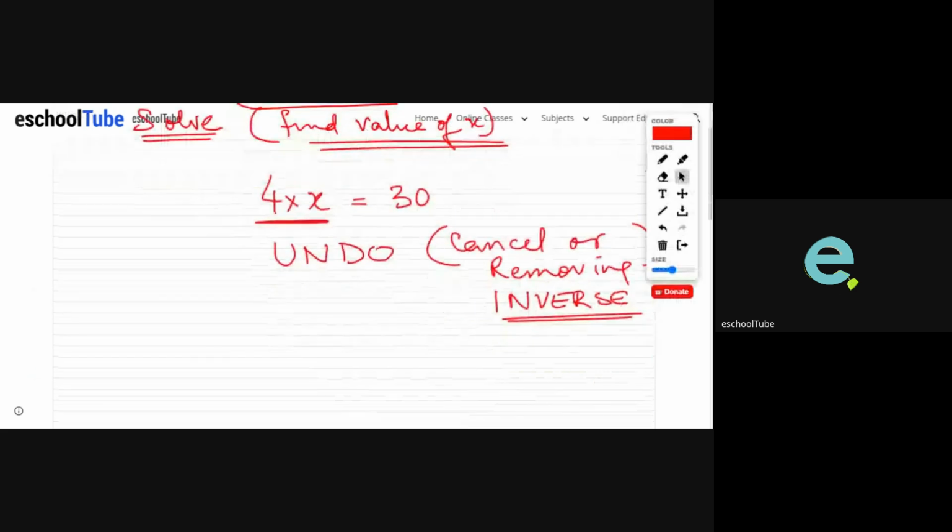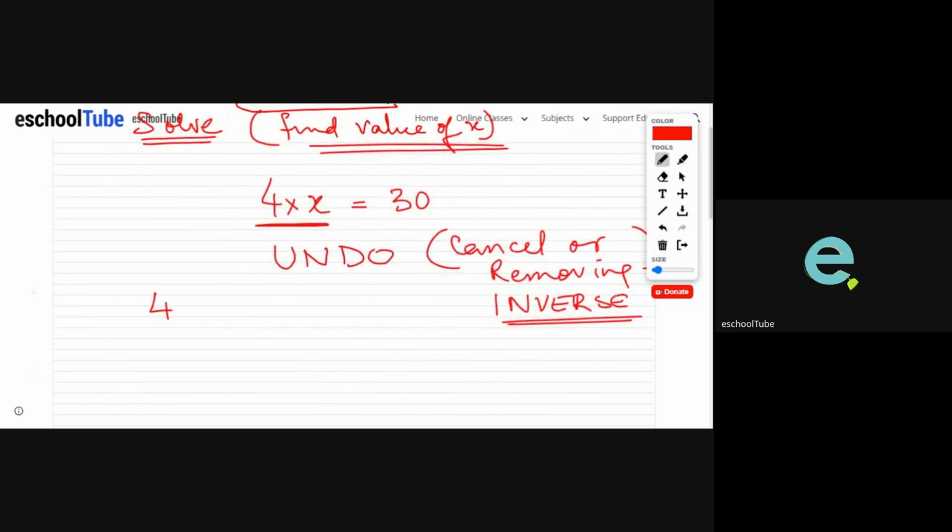Coming back to this equation, 4 into x is equal to 30. How will we find the value of x? We will remove the 4. So x is equal to 30 divided by 4. Because here it was multiplication, I am removing it by the inverse operation. I brought the 4 here, and it becomes the inverse operation. From multiplication, it becomes division. Okay.